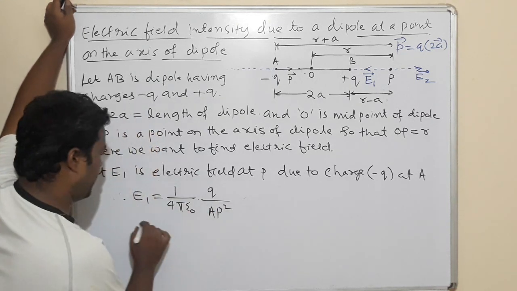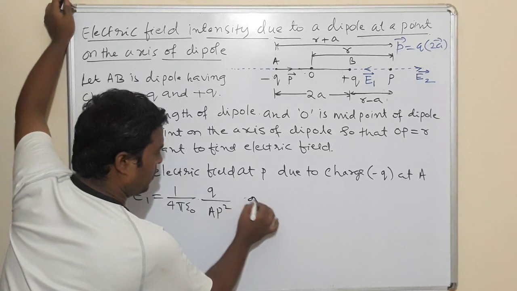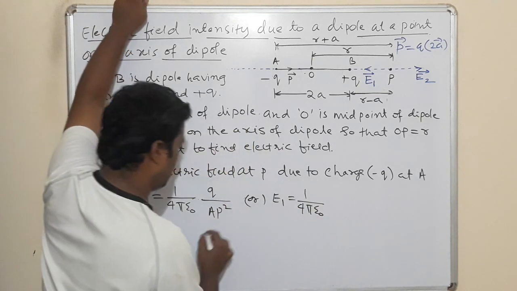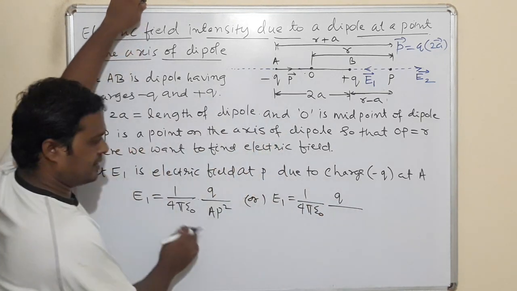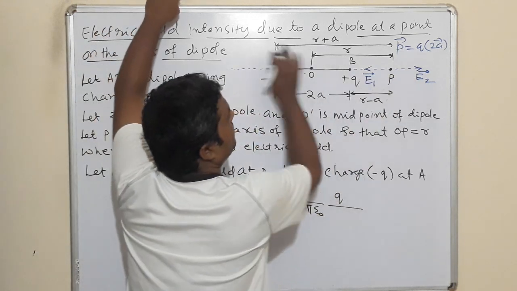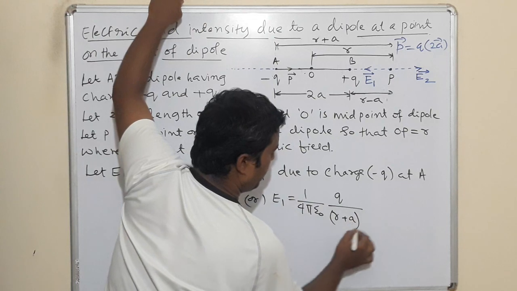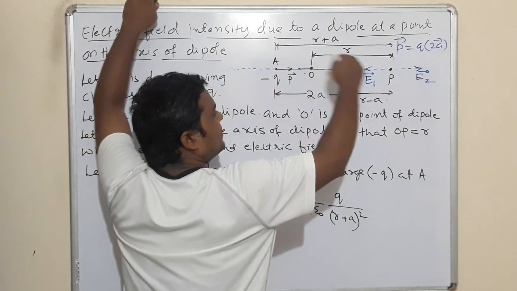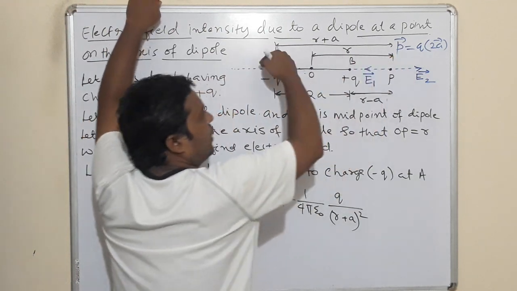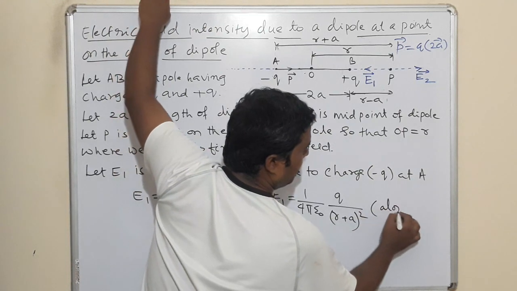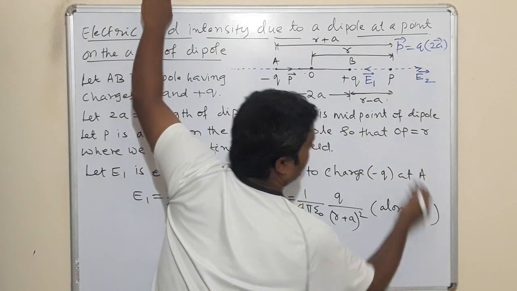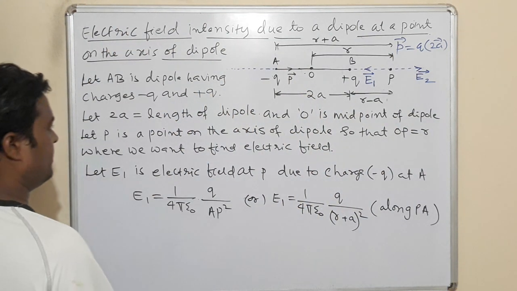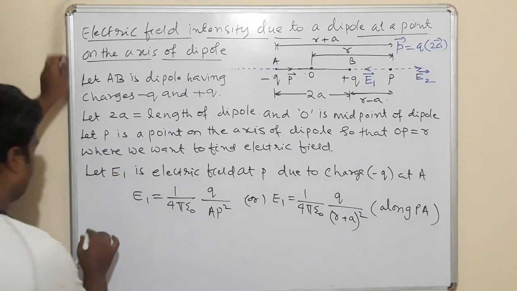Therefore, one more point you can write, E1 is equal to 1 by 4 pi epsilon naught, charge over distance AP square. A to P is R plus A, whole square. This field will be along this direction, P to A, or P to O you can take. This will be along PA towards the charge. Followed this much? Understood?